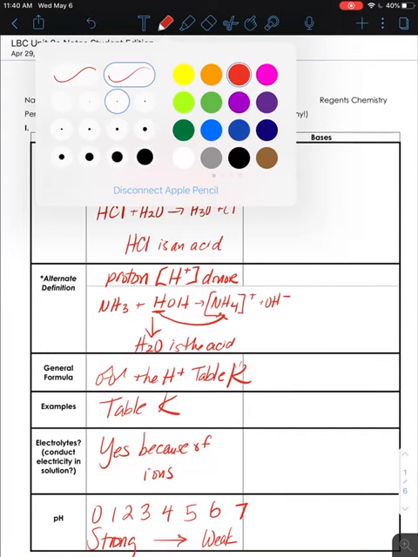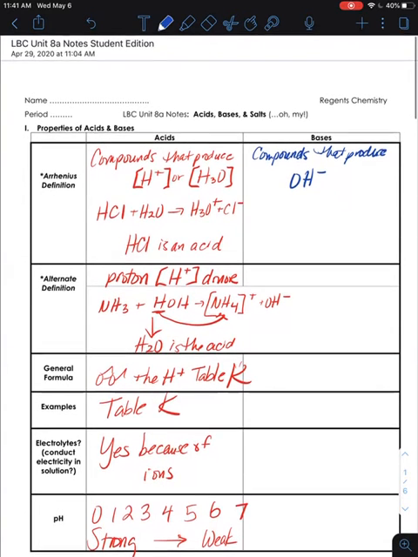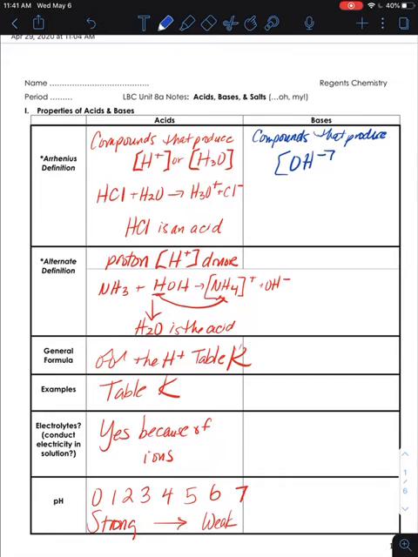Now on the flip side, we have bases. Bases are now looking at this thing called the hydroxide ion. So these are compounds, again, they're ionic, that produce OH negative ions. Okay, so that concentration will change. And again, this is called hydroxide. You can see that in your reference table.